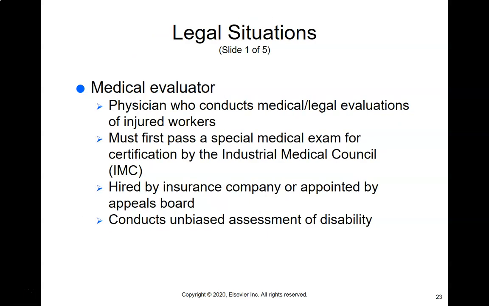Legal situations. A medical evaluator is a physician who conducts medical and legal evaluations of injured workers. They must first pass a special medical exam for certification by the Industrial Medical Council. They're hired by an insurance company or appointed by the appeals board, and they conduct unbiased assessments of disabilities.